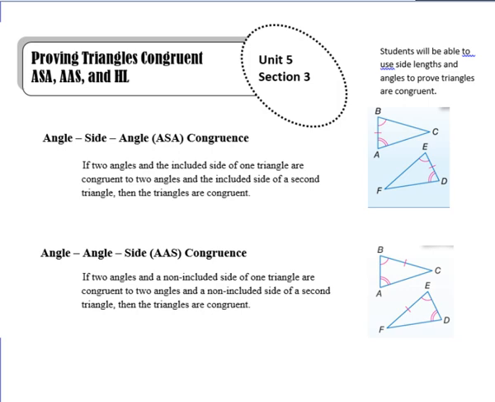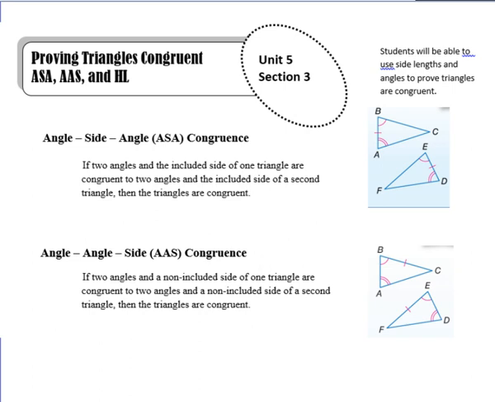So let's get started. In the last set of notes we learned about side side side and side angle side as ways to prove triangles congruent. There are 5 ways total, so we're going to wrap up the other 3 methods here today. So the first method is called angle side angle, or ASA congruence.